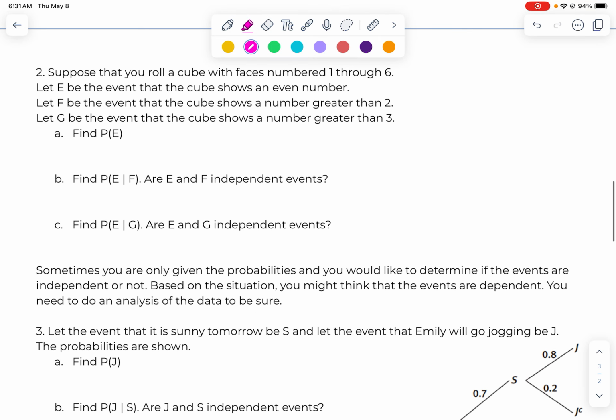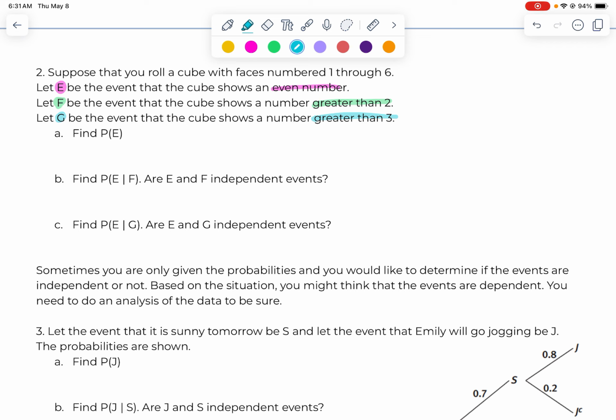Number 2, suppose that you roll a cube with faces numbered 1 through 6. Let E be the event that the cube shows an even number. So E for even number. Let F be the event that the cube shows greater than 2. And let G be the event it shows greater than 3. So let's find the probability of E.